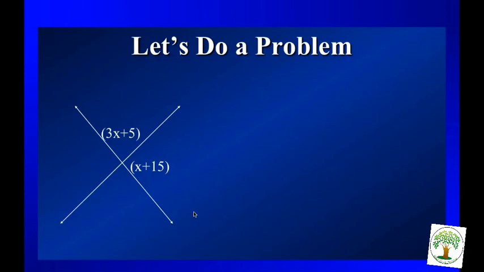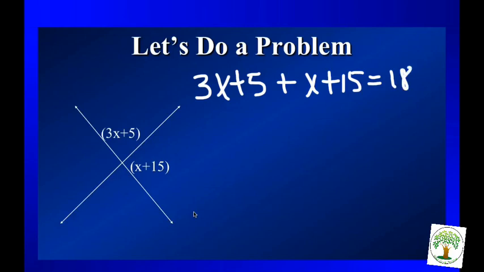And so what do we know about them? Are they equal? Do they add to 180? They add to 180. So if they add to 180, we can make an equation. So let's make that equation: 3x plus 5 plus x plus 15 equals 180. I'll let you solve that. We'll do it together in a moment.